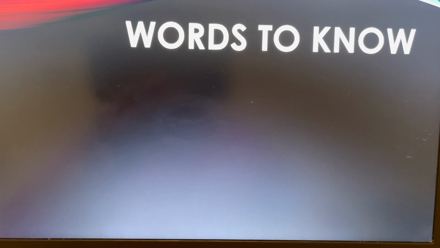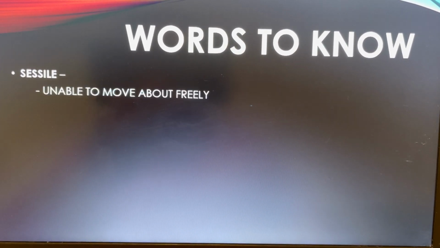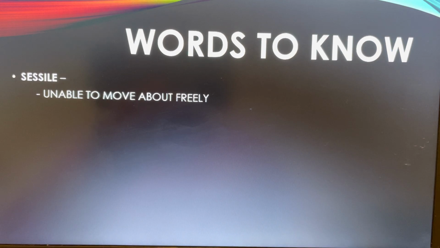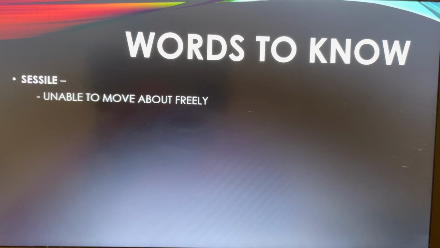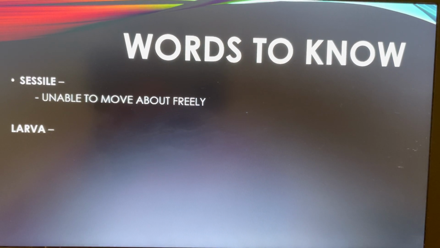Next are the words to know, or the vocabulary words. The first one is sessile. It is unable to move about freely, or it's immovable. A means not.